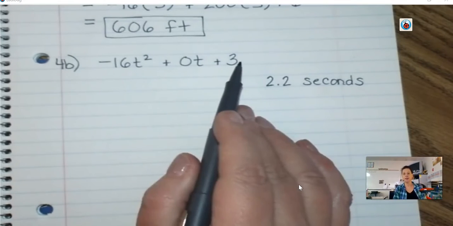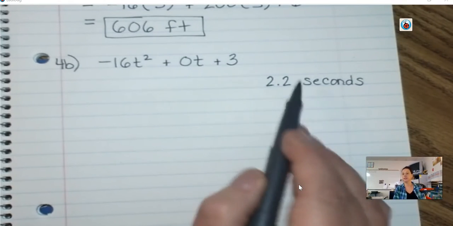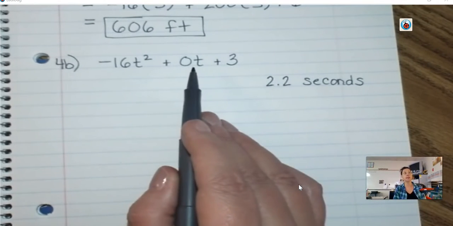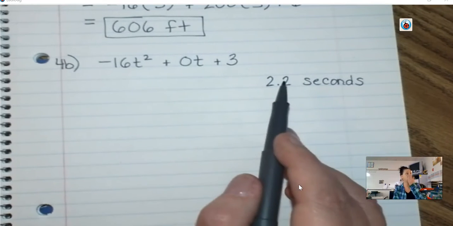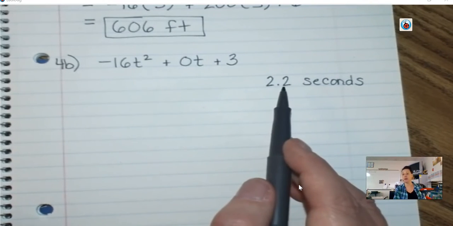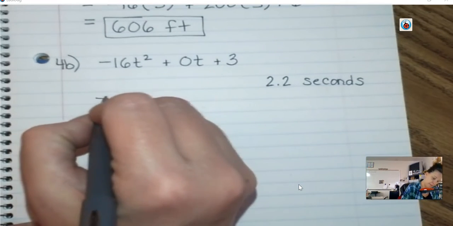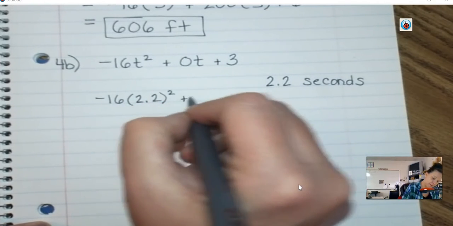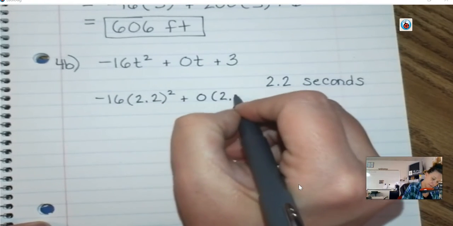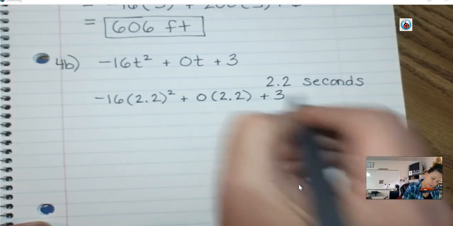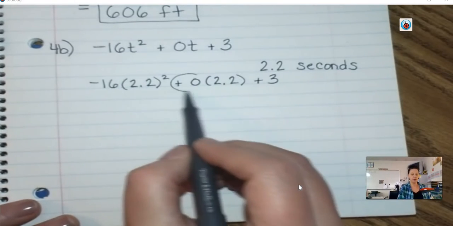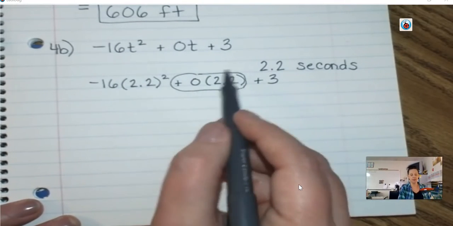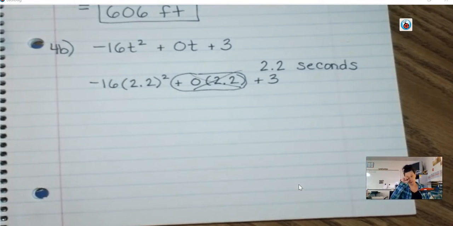So take the equation. You're going to substitute 2.2 in for t. So she dropped the ball, 2.2 seconds, she could hear the ball hit the bottom. Use your calculator. Just so you know, this 0 times 2.2, 0 times anything is 0, so I mean you can actually just take that out if you want.